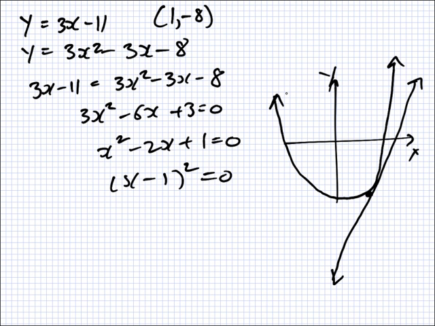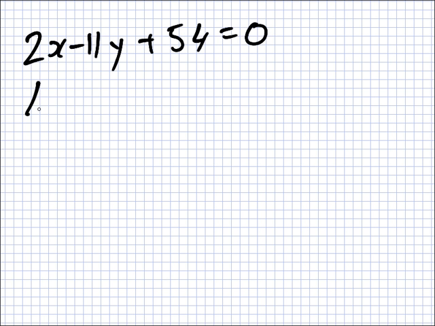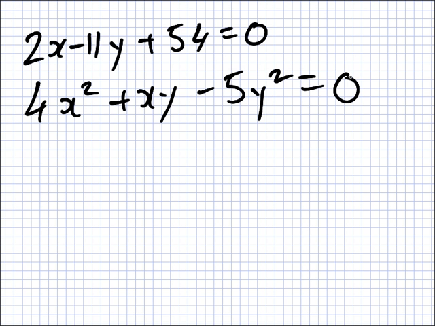Okay. Right, now those examples weren't so difficult, but we want to do a couple of really tough ones now. Let's have a look. Can I scroll down? So something much tougher now. 2x minus 11y plus 54 equals 0. And then 4x squared plus xy minus 5y squared equals 0.